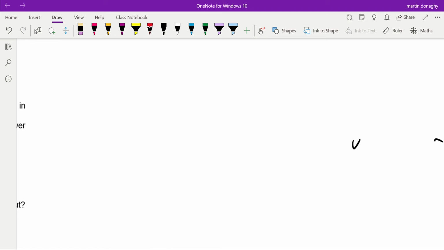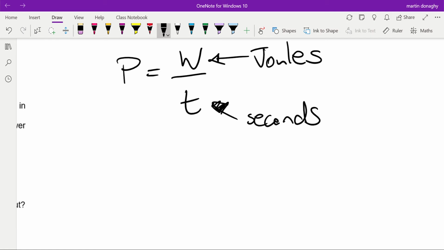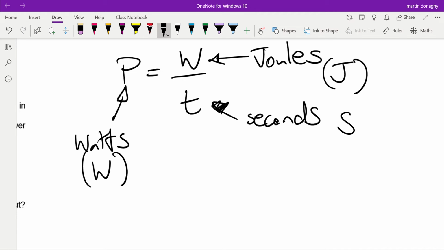Okay, so power is the work done divided by time. And our work done is the energy transferred, if you remember. So because it's the energy transferred, it's measured in joules. Time, as always in physics, should be measured in seconds. And the power we have to be very careful with, because it's measured in watts, which is W, joules, J, seconds, S. So work done is denoted by the letter W, but measured in joules, letter J. Power is denoted by the letter P, but measured in watts, W. Okay, so you can see how this can get a little bit confusing.